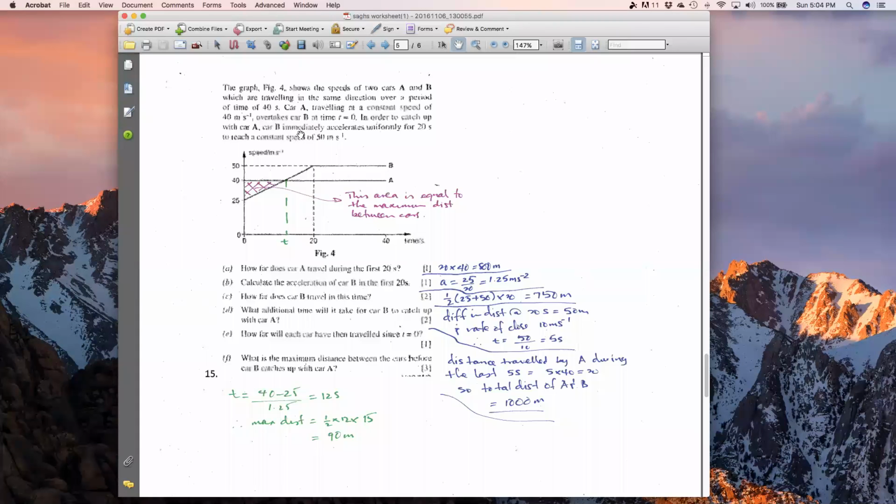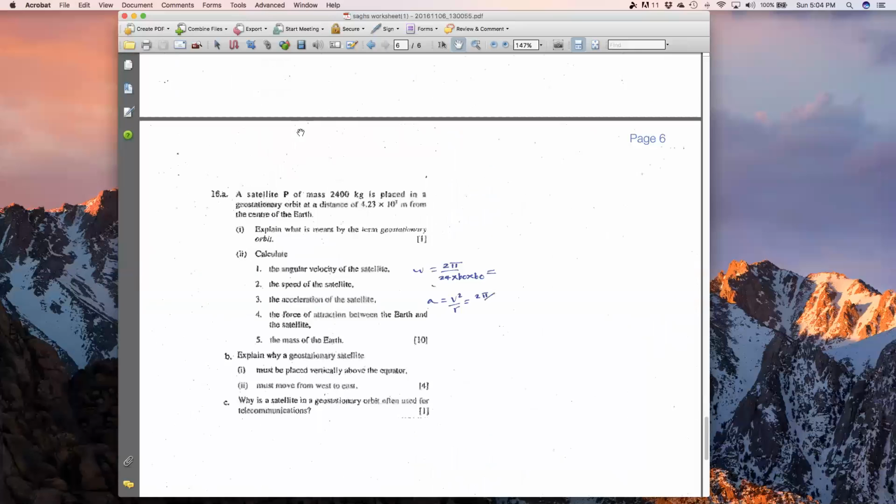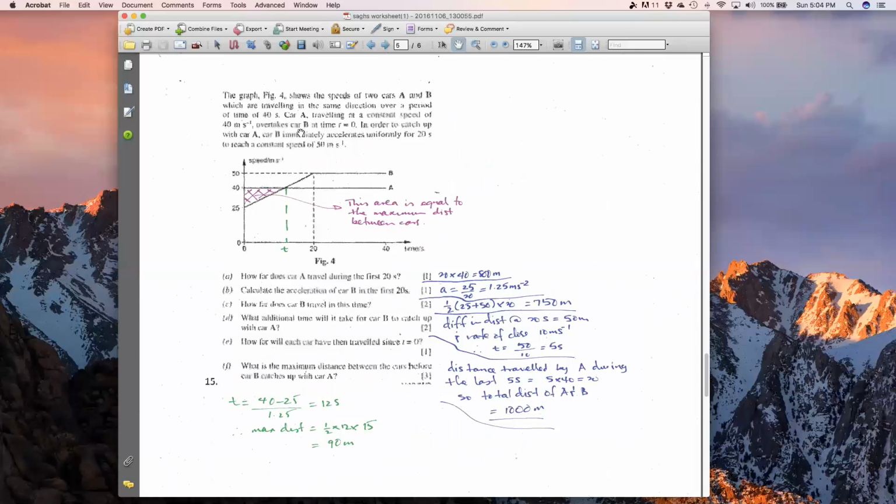All right, so this one is probably the most challenging of all the questions on that paper. Well, I didn't look at the last one. I didn't get a chance, or did I? I tried to look at the last one, but we'll get to that. This one was a really, really interesting question. I was really happy to do this one. The graph, figure 4, shows the speed of 2 cars, A and B, while traveling along in the same direction over a period of time of 40 seconds.